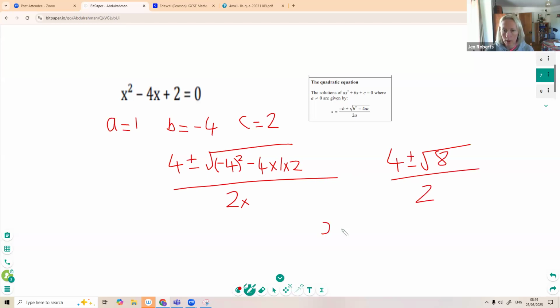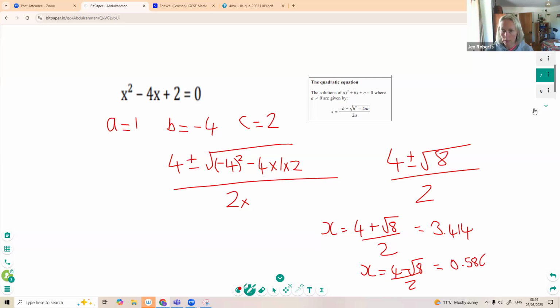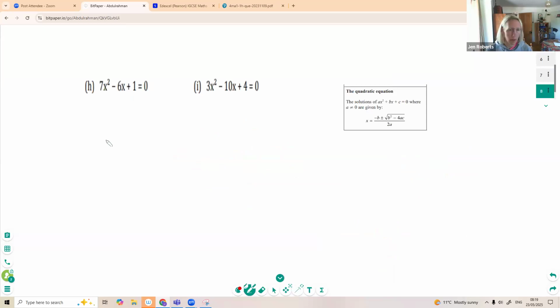So one of your solutions, 4 plus root 8 over 2, which is 3.414. And your other solution, 4 minus root 8 over 2, is 0.586. Okay, have a go at these last two questions now and see how you get on.